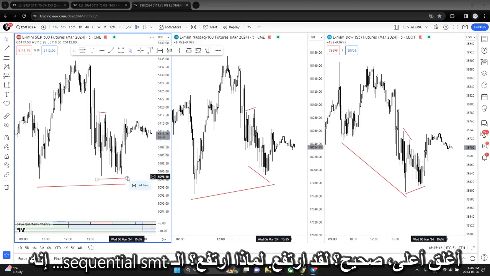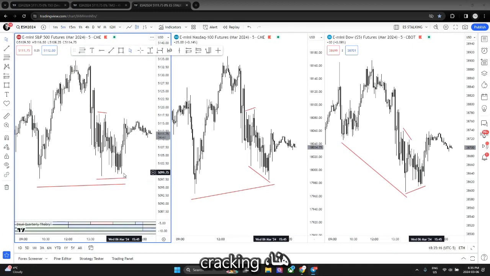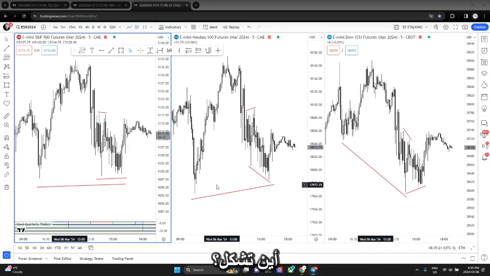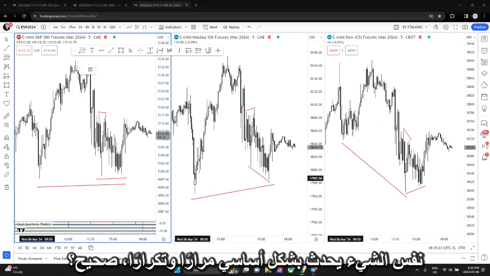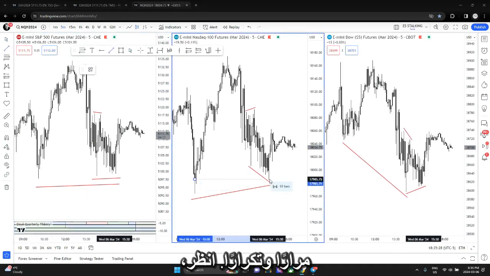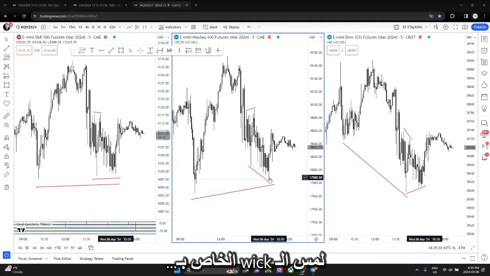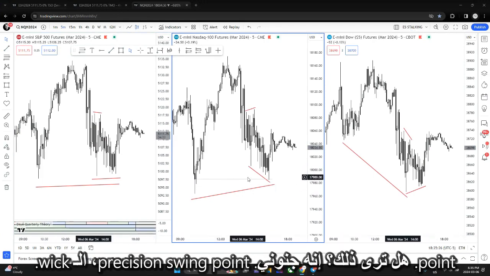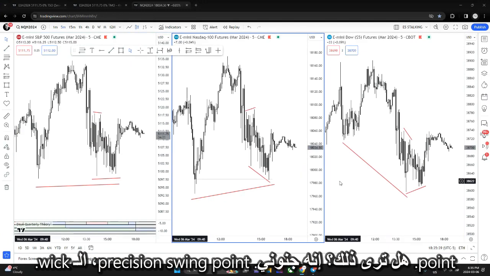The sequential SMT is right here. Cracking correlation. Look at this candle's low right here. Where did it form? What did it react to? The same thing basically happened over and over, right? Look, touch the wick of what? What's this? The precision swing point. Do you see that? It's insane. Precision swing point, the wick. Right here.